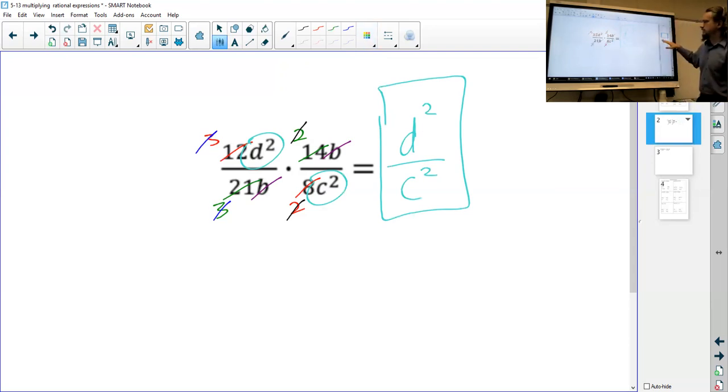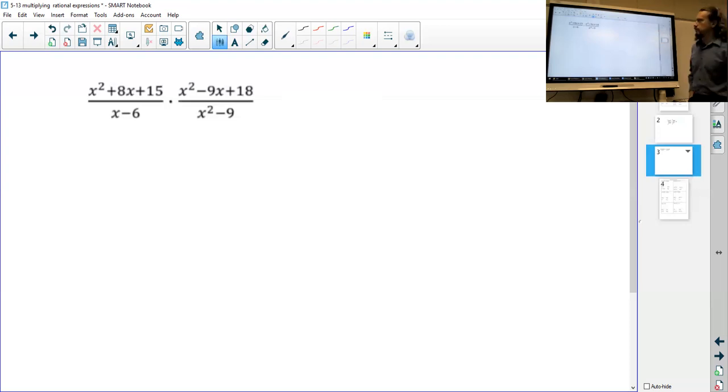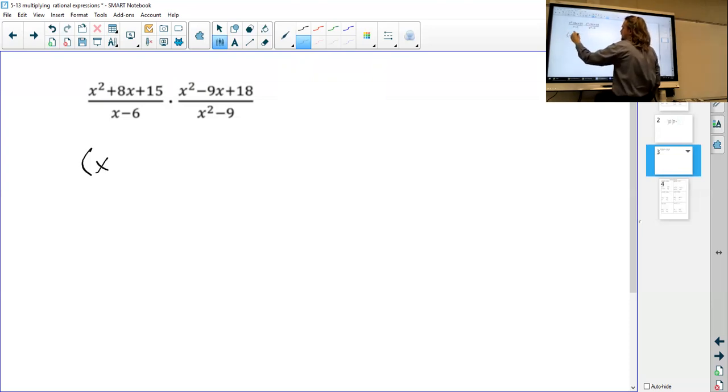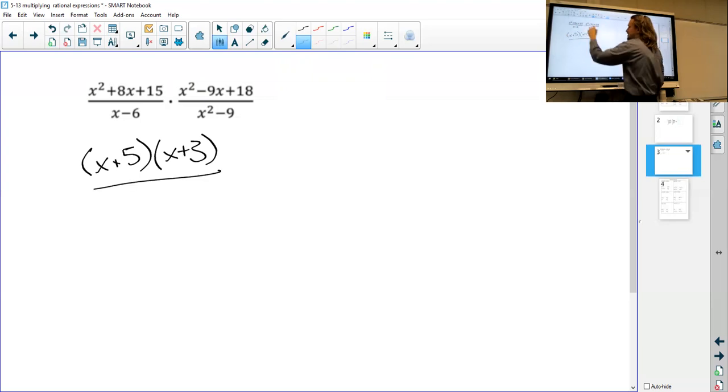All right, so our second example, this one's a little bit more work. So we do it the same way we did before. If you have something you can factor, you do that first. So starting at the top left, x squared plus 8x plus 15. So this would be 5 times 3, multiplies to 15 and adds to 8. So x plus 5, x plus 3. X minus 6, I can't do anything with that, so I'm just going to bring it down.